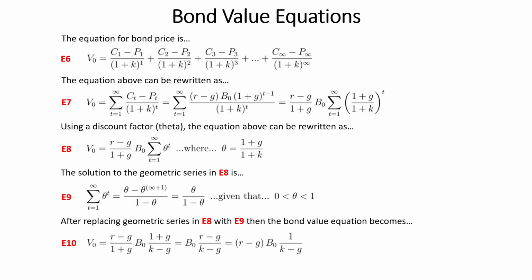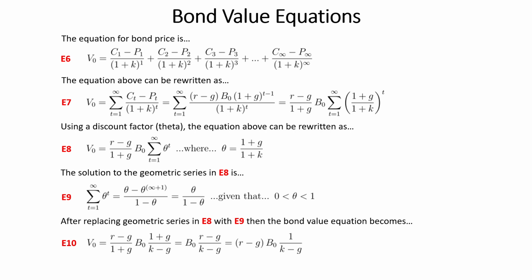What we want to do now is use a discount factor just like we did for term bonds. We want to define that discount factor as 1 plus G over 1 plus K. Remember that for the term bond, the discount factor was 1 over 1 plus K. But for the perpetual bond, because it's growing at the rate of G, the discount factor becomes 1 plus G over 1 plus K. So what we've done is we've used theta. We went to equation E7 and replaced all of the 1 plus Ks and the 1 plus Gs with that theta value. So the equation at the end of the day becomes much, much simpler.